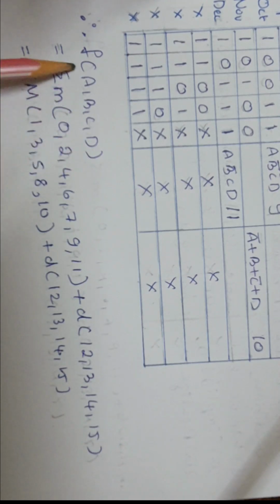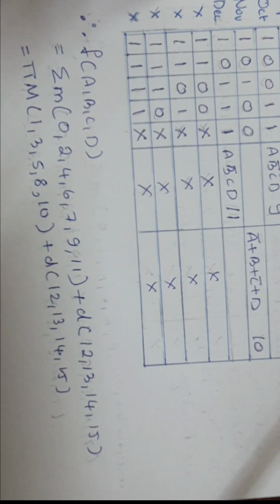Hence f of A, B, C, D, the given function from the truth table, is sigma m, the sum of min terms, that is sum of products, in brackets 0, 2, 4, 6, 7, 9, 11 plus don't care conditions 12, 13, 14, 15. And f of ABCD is also equal to the product of max terms in brackets 1, 3, 5, 8, 10 plus don't care conditions 12, 13, 14, 15. For both SOP and POS, the don't care conditions remain the same. Sum of products is taken wherever the output is 1, and product of sums max terms are taken wherever output is 0. So this is the solution for the first question.